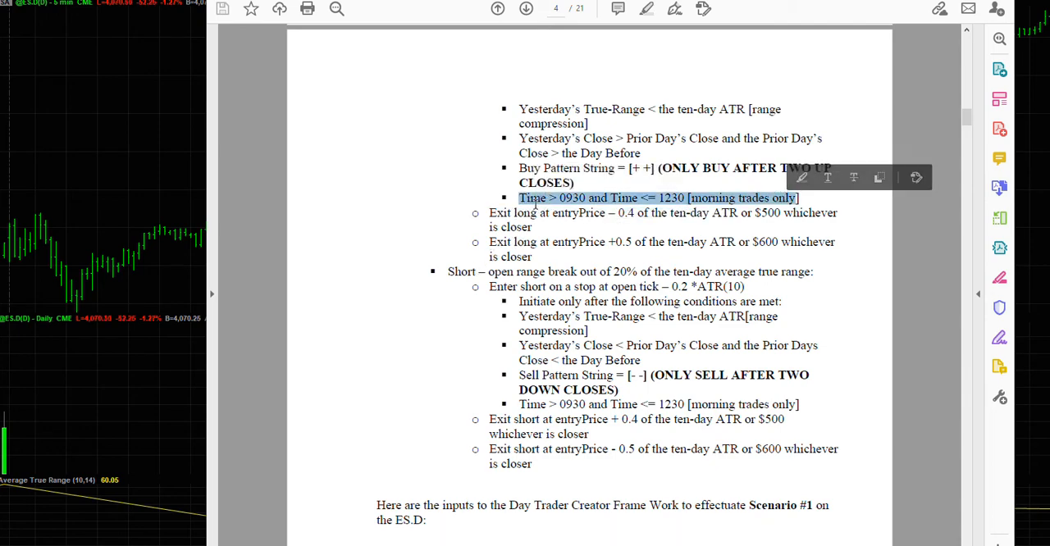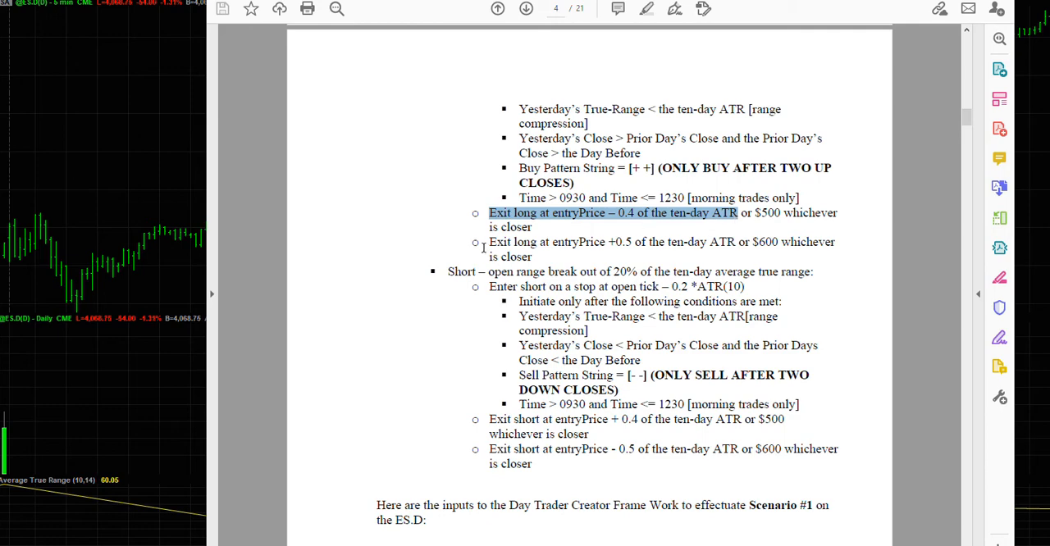Well, we'll do the short side in a second. I want to exit long at the entry price minus 0.4, or 40% of the 10-day ATR, or $500, whichever is closer. So if $500 is closer than 40% of the average true range, we will get out with a $500 loss.